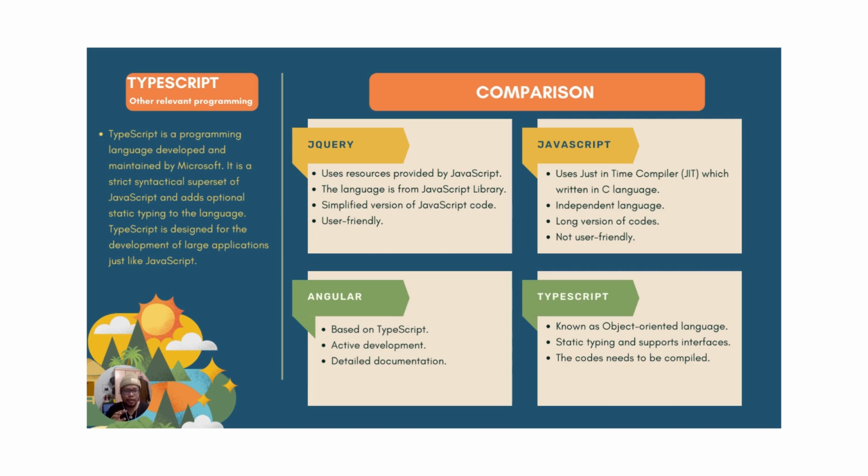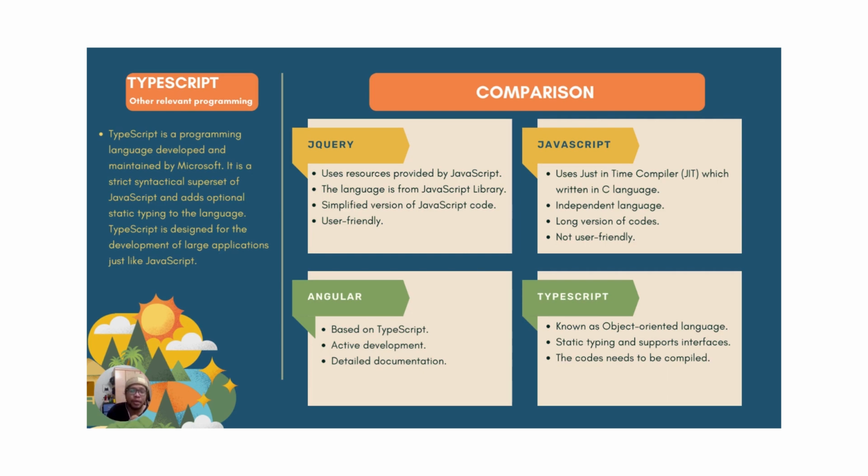So the next is the comparison of jQuery, JavaScript, Angular, and TypeScript. jQuery basically uses resources provided by JavaScript, and the language is from a JavaScript library, a simplified version of JavaScript code, and it's more user-friendly. So basically, jQuery is the simplest version of JavaScript, because JavaScript is the parent of jQuery. Before there was jQuery, there was JavaScript, and JavaScript is an older programming script compared to jQuery, which makes it a very long code to type, a very long script to type.